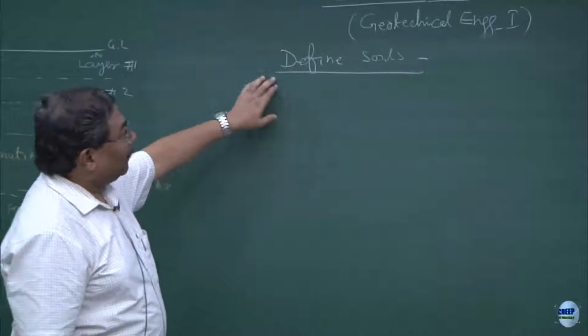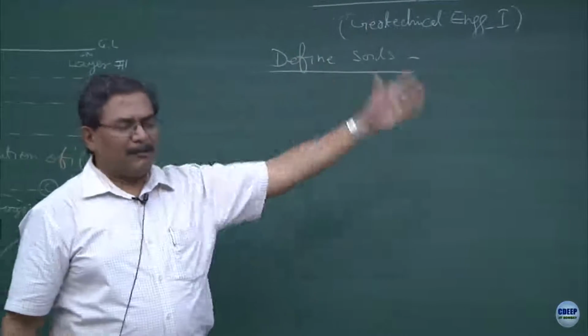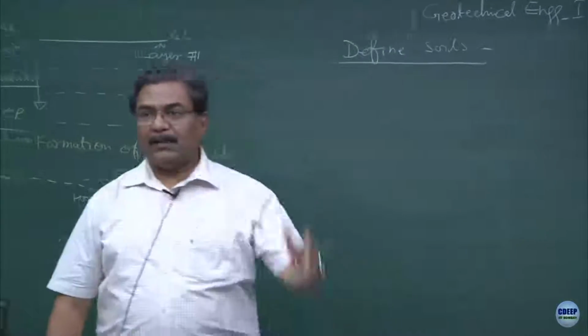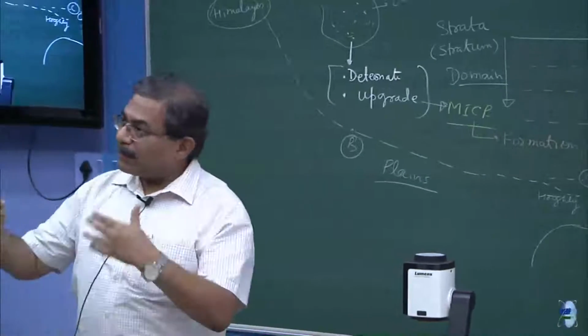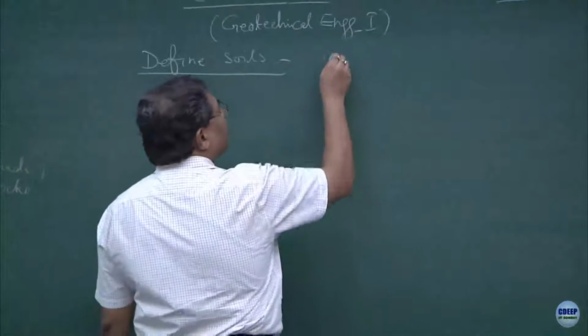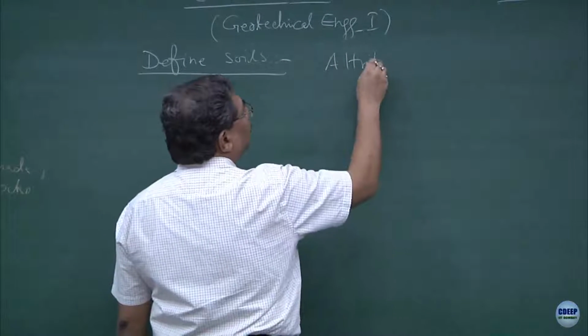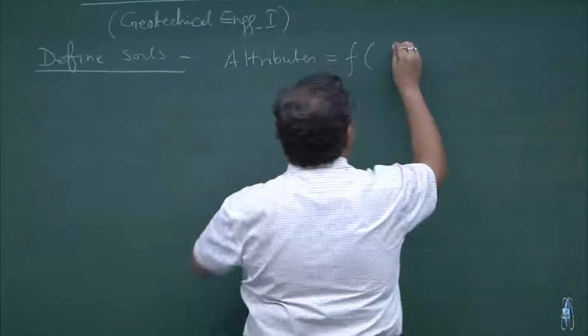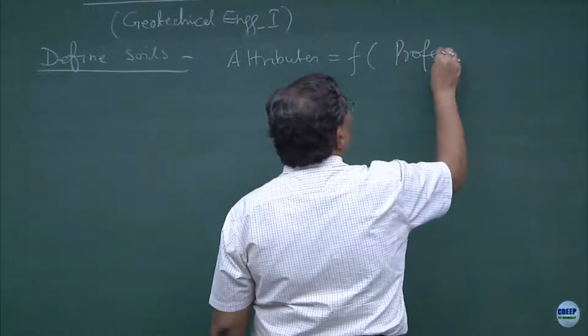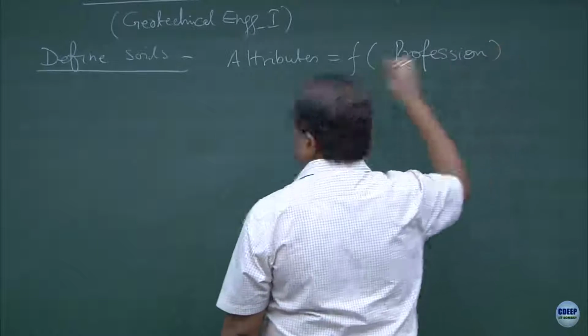So, everything is a material. When I say define soils, you say, oh, this boy is not very good, a very casual remark. Oh, he is excellent, he is a 10-pointer, whatever. You define a person by using some attributes. In this case, most of the attributes are a function of something. It so happens that these are functions of the profession. You understand? It is such an interesting material.